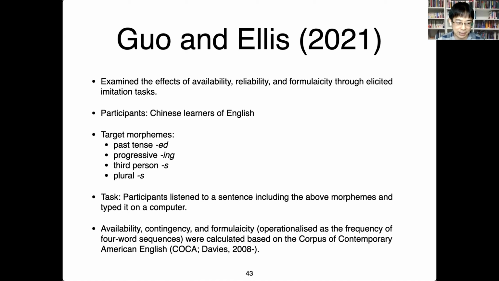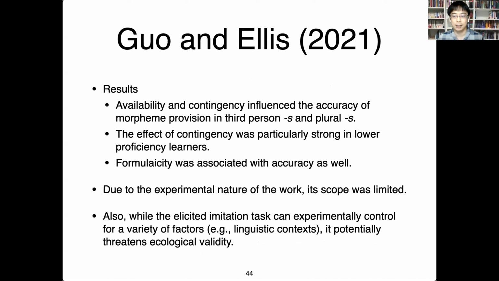And they looked at the effects of availability, contingency, and formulaicity, which was operationalized as the frequency of four-grams in their study, on the accuracy of the supplying of those morphemes. And those availability, contingency, and formulaicity were calculated based on COCA. They showed that availability and contingency influenced the accuracy of morpheme provision in third person S and plural S. The effect of contingency was particularly strong in lower proficiency learners. Formulaicity was associated with accuracy as well.